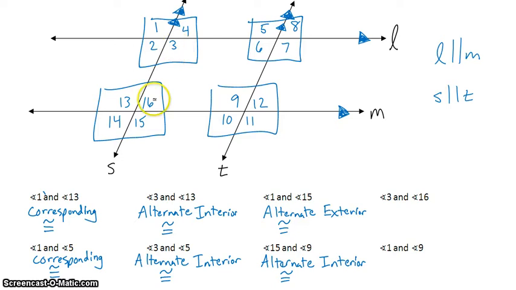3 and 16. My transversal is S, and they're between my parallel lines L and M, so they're going to be interior, but they're on the same side of my transversal, so they are consecutive interior angles. And they're consecutive interior angles between parallel lines, which means that they're going to be supplementary.